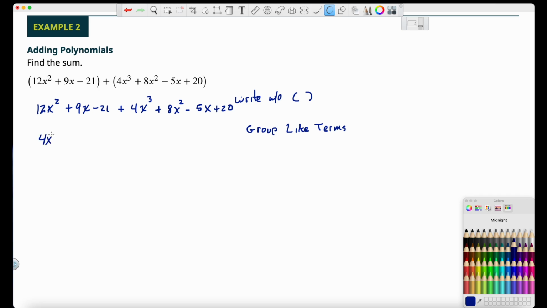So let's do that. I'm going to reorder this in descending order. So my 4x cubed is first, and then I have some 2x squared terms here I'm going to write. And then I'm going to see if I have any just x terms. I've got 2, so I'll put those down next. And then my constants. I have 2 constants in this problem. It's negative 21 and 20.